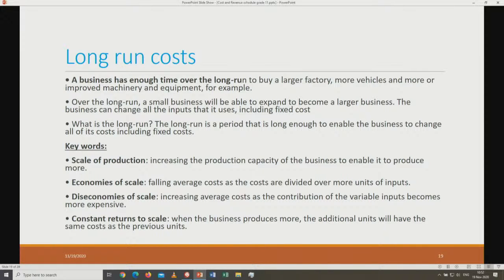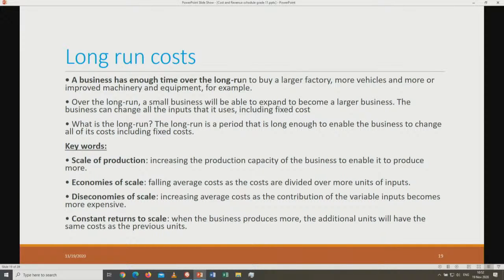You cannot produce more in a small factory. You need to expand your factory building, the size of the factory, so that you can produce more. So we call that scale of production. And then secondly, the second concept related to long run cost is economies of scale. Now, what is economies of scale?